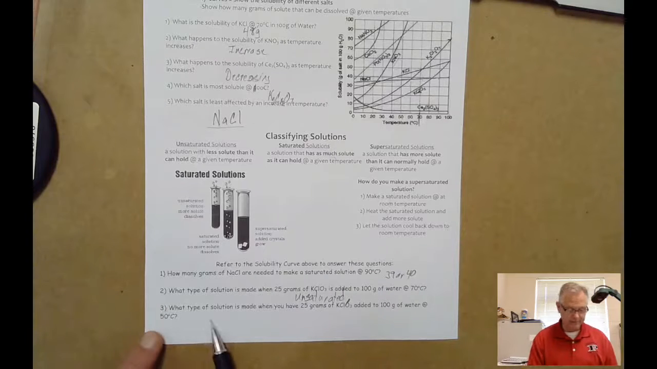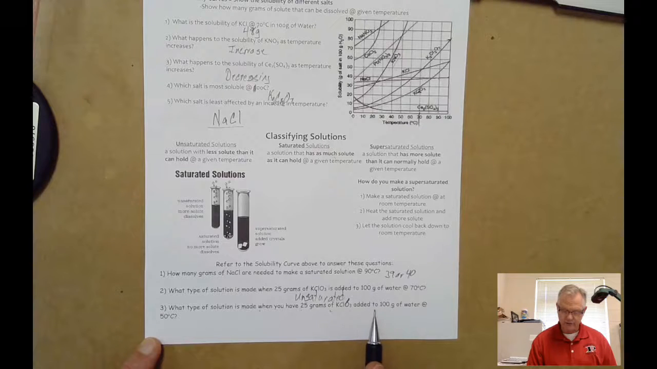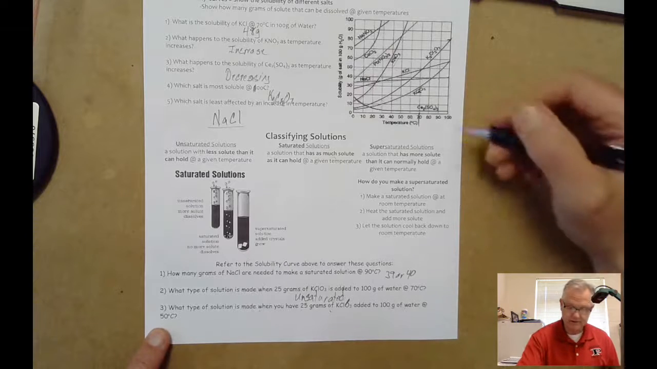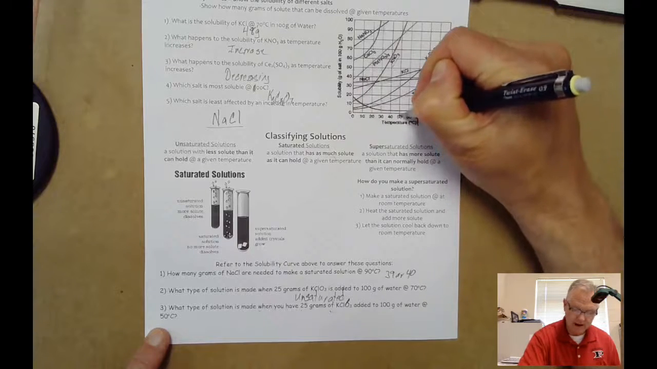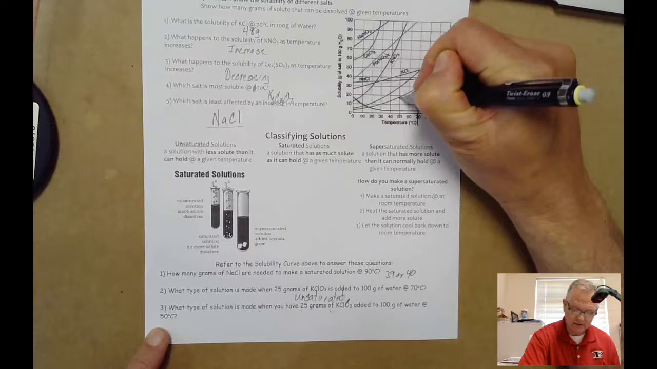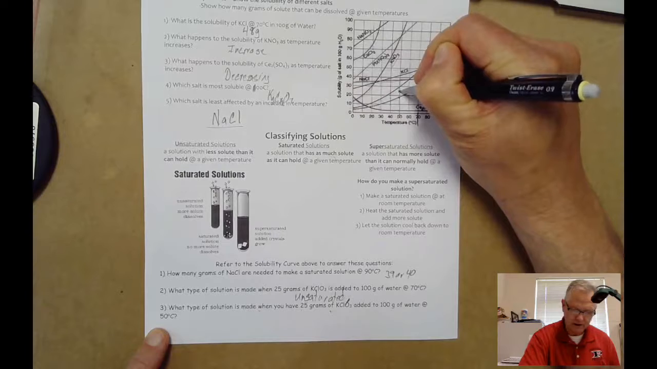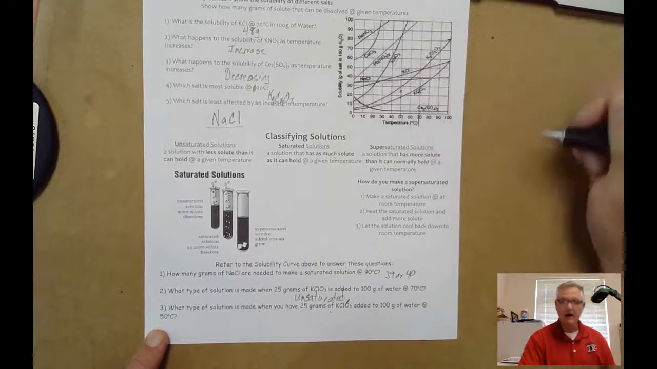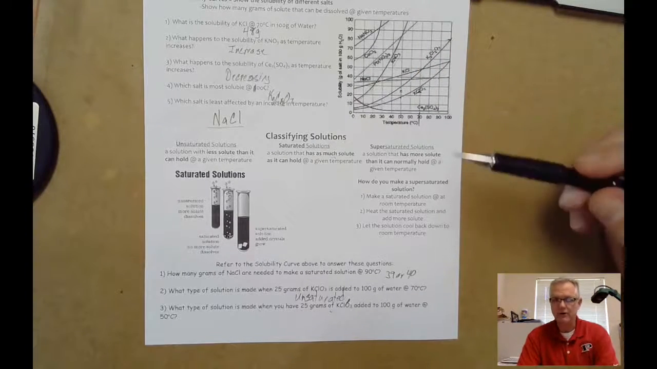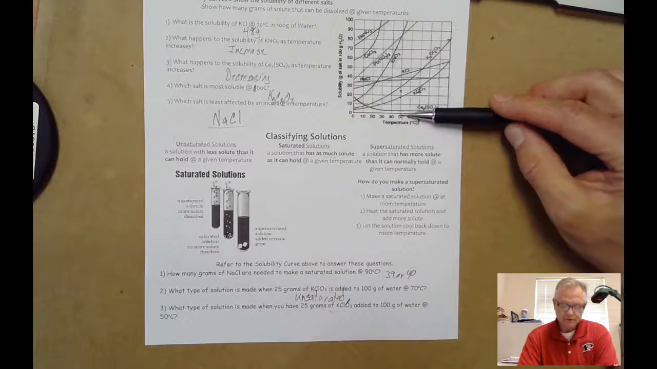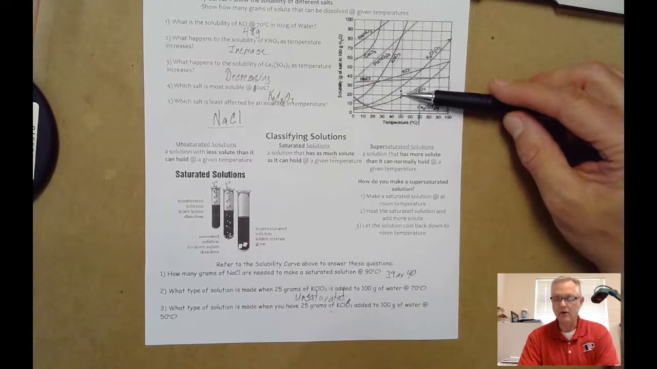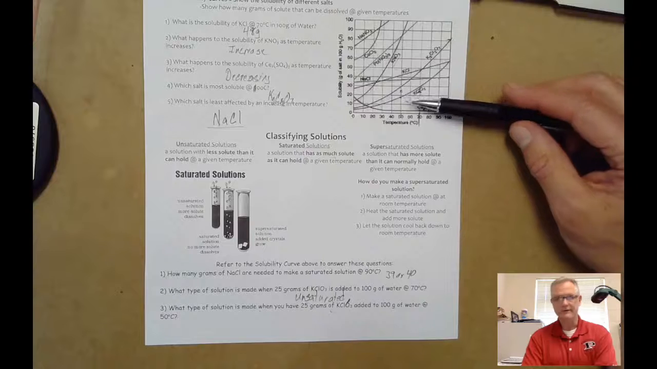It says, what type of solution is made when you have 25 grams of KClO3 added to a 100 gram sample of water at 50 degrees? So this time I'm going to come over here to 50. I'm going to go up. KClO3 is right there. But we said 25 grams, so we're actually up here. Now, I always get people to jump at the wrong answer. You say, oh, you put more in it than it'll hold. You have a supersaturated. No, you didn't.